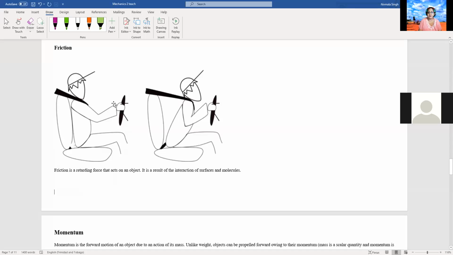Friction is a retardant force. Retardant force means to pull back something. It slows you down. Without friction, things will continue moving forward. But some things cannot move without friction. We need friction to move some objects. So friction is a retardant force, and it is a result of interaction of surfaces and molecules.